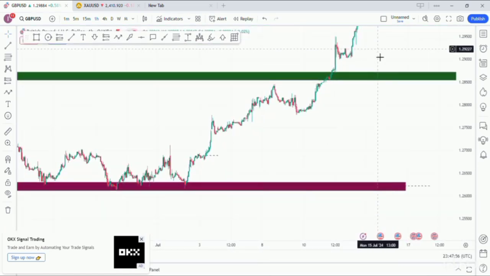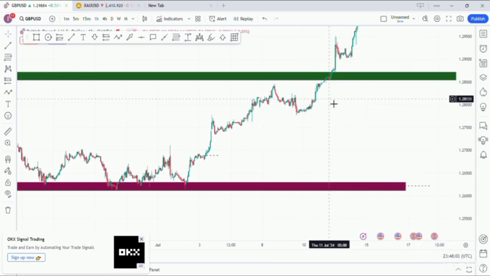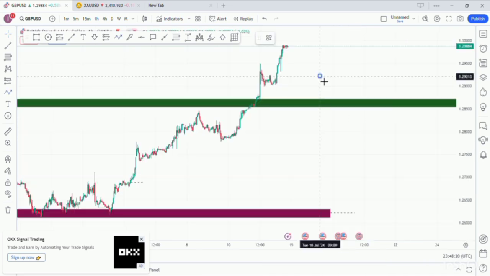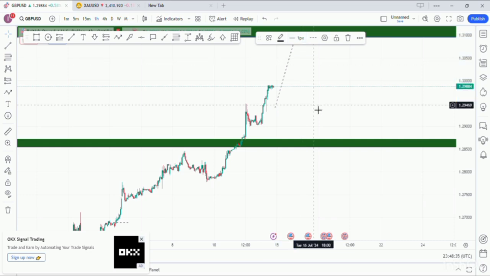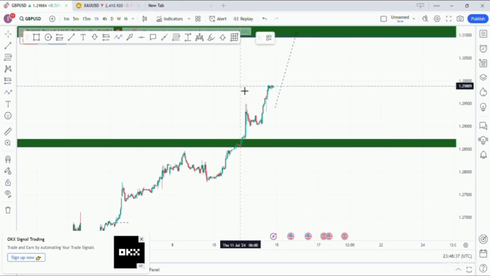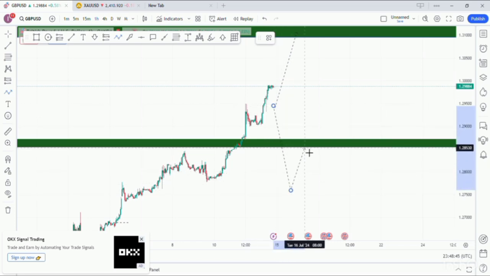But in a case where price breaks below this resistance zone right here, we're expecting price to move downward to respect this support zone, or possibly the next support zone after this. We're expecting price to continue upward for GBPUSD on the daily time frame to respect this resistance zone right here, or possibly break out of it to continue upward. But on the flip side, if price decides to break below this resistance zone, the previous resistance zone right here, we'll be expecting price to move downward to the next support zone just below.